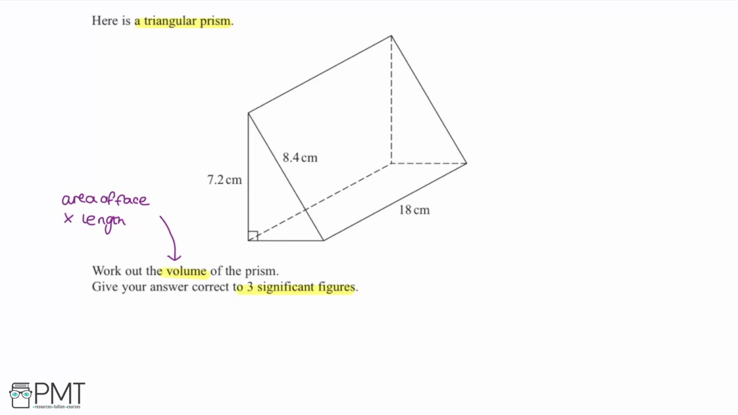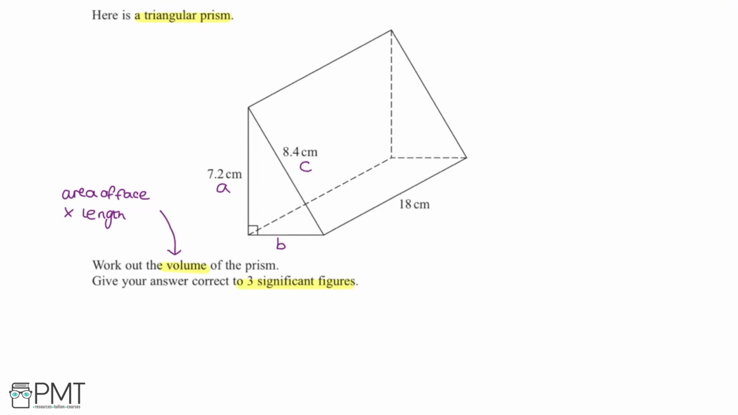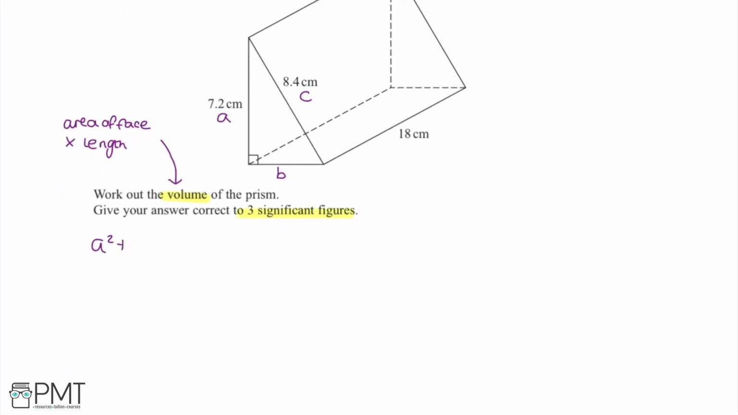If I label up the sides A, B and C, then A squared plus B squared is equal to C squared, and B here is the unknown. So to find B, we take away A squared from both sides, leaving B squared equal to C squared minus A squared. Then I substitute my values in. C is 8.4, so I take 8.4 squared, subtract A squared, which is 7.2 squared, and that leaves B squared equal to 18.72.